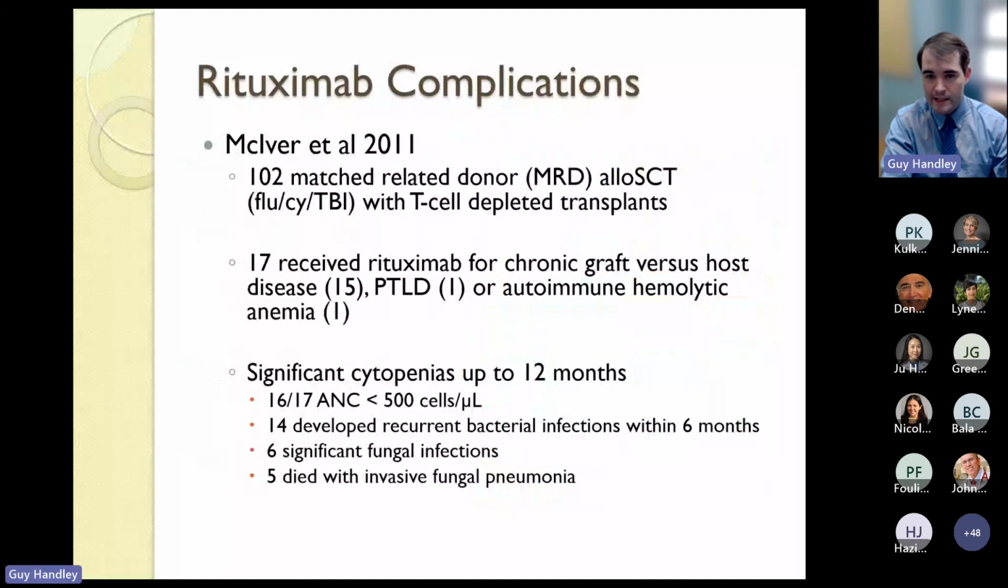Another study, this is more just for why we have to be really careful about giving rituximab. It's not a benign medication. It's essentially a monoclonal antibody targeting our B cells.